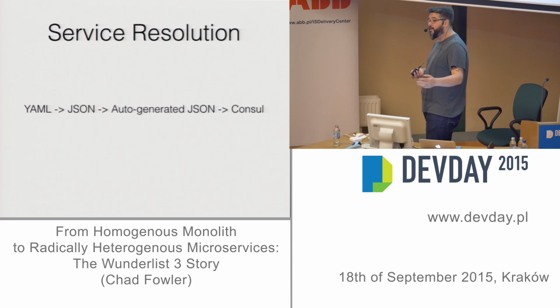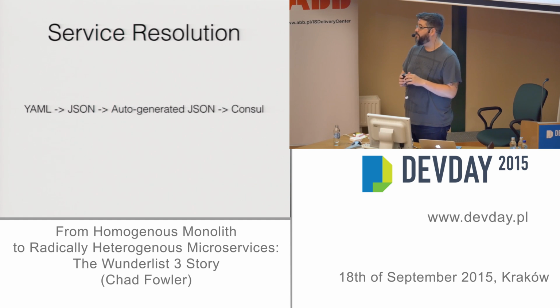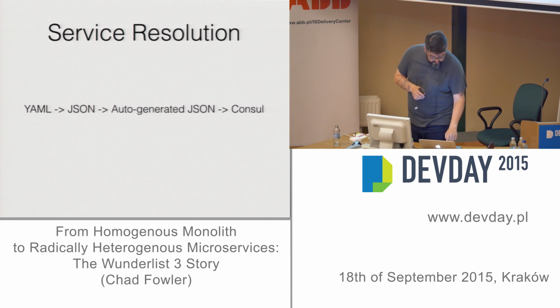Then we started auto-generating the JSON based on conventions. And then finally, we've moved on to using Consul by HashiCorp, which is an open source thing. Really nice. It's worked out very well for us. But all we do with it is generate YAML or JSON files, which we load at start time. So we keep this stuff very, very simple.